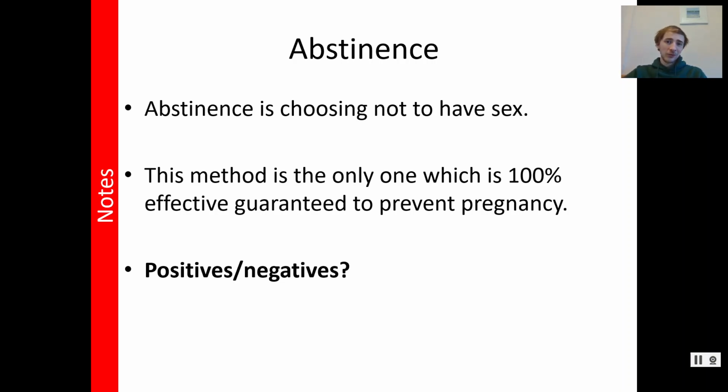Now, the other kind of abstinence they want you to know about for your GCSE is abstaining during the parts of the menstrual cycle when the egg is likely to be released. This is called the rhythm method. Now, the rhythm method is absolutely the least effective type of contraception we'll talk about.